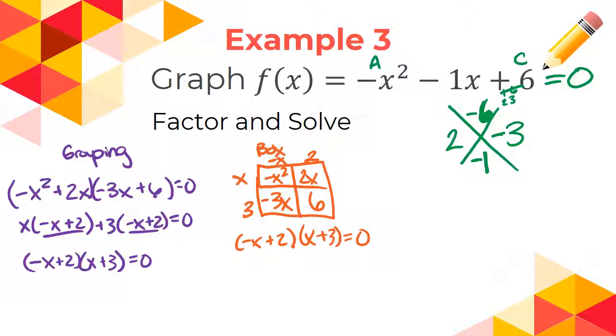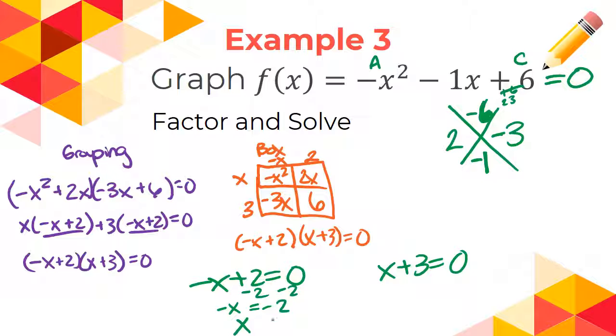Now we're factoring to solve. So we need to set each factor equal to 0. If I subtract 2 and then I'm going to divide by a negative. Here I'm going to subtract 3, and I end up at negative 3. So I have the values x equals negative 3 and x equals 2. So it factored nicely on this one.